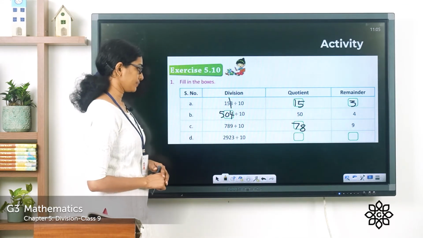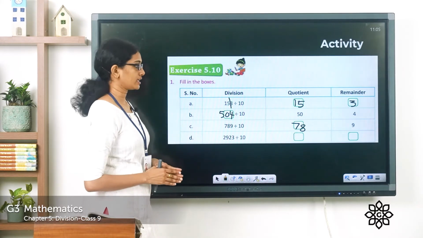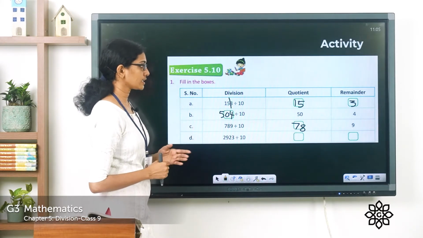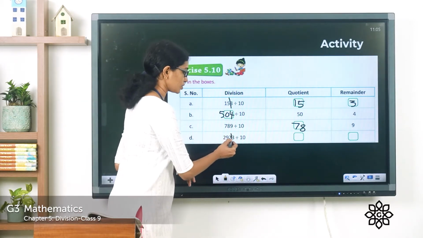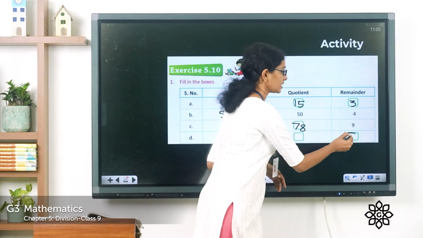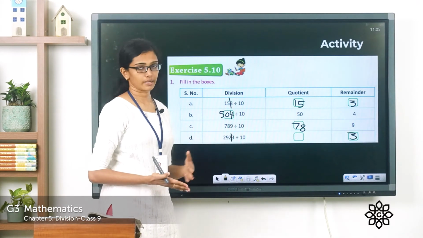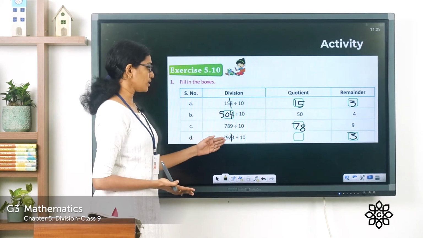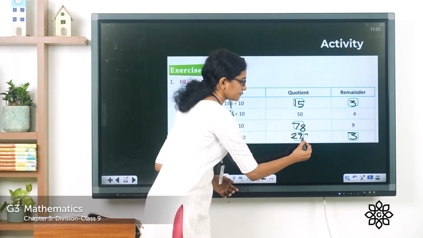Now, question D. 2923 divided by 10 and what is the quotient and the remainder? The remainder will be the ones digit, which is equal to the number 3 and the quotient will be the digits remaining to the left of the remainder and that is 292. So, let's write 292 here.